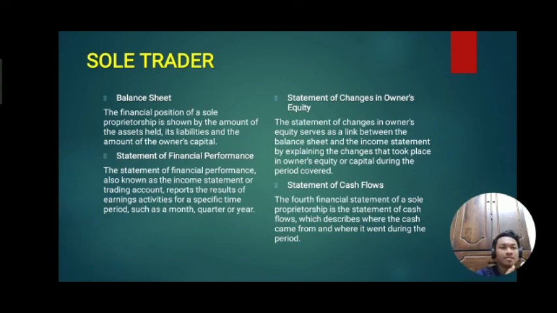The statement of changes in owner's equity serves as a link between the balance sheet and the income statement by explaining the changes that took place in owner's equity or capital during the period covered. The last one is the statement of cash flows. The fourth financial statement of the sole trader is the statement of cash flow, which describes where the cash came from and where it went during the period. So that's the element for the sole trader's financial statement.